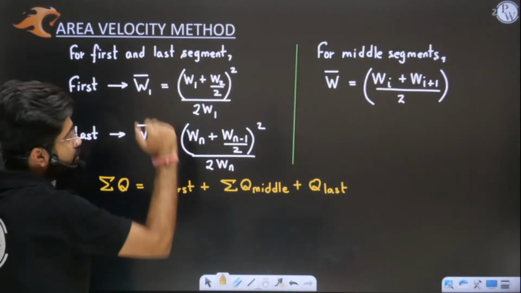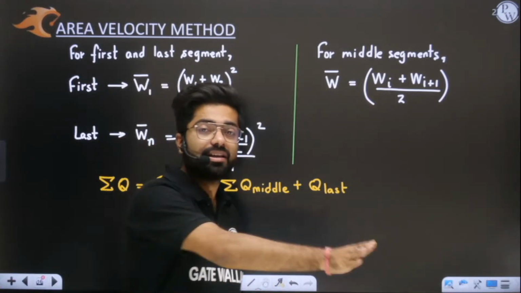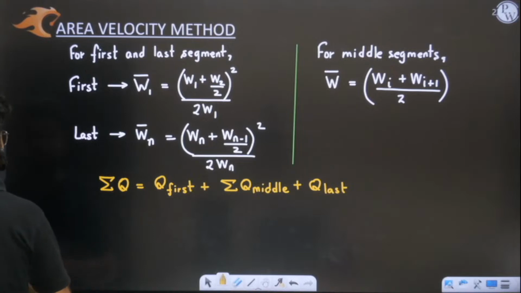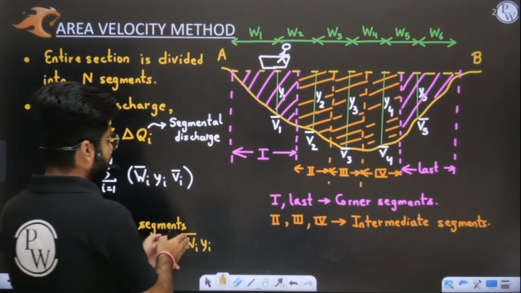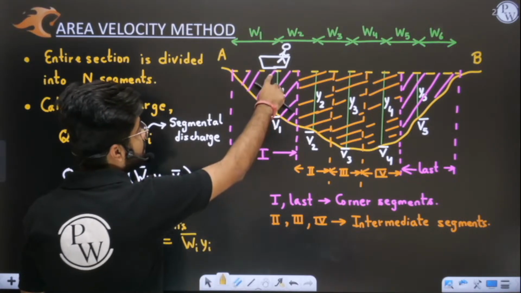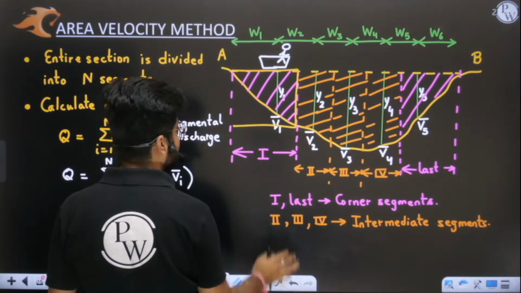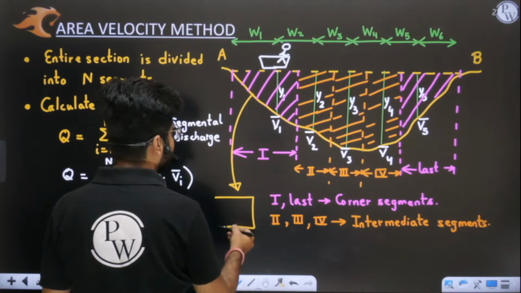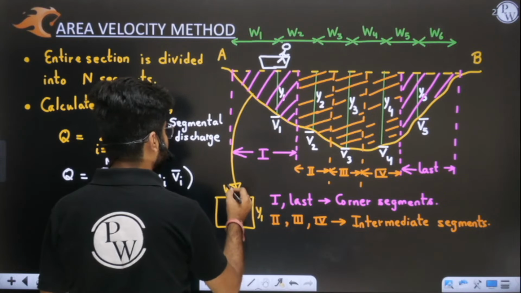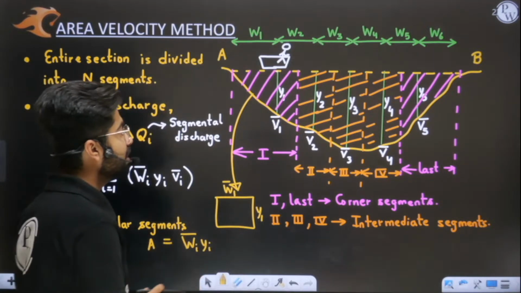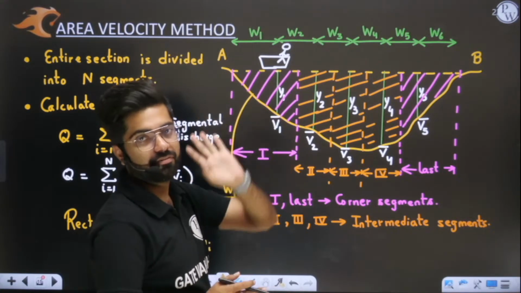Sir, why are we using these formulas? We are using these formulas in order to convert them to rectangles. I hope this is clear. So the average width is multiplied by the depth. Listen very carefully. This first segment is converted into a rectangle of depth y1, and the width will be the average, effective width. Similarly, the second segment will be converted into a rectangle of depth y2 and average width.